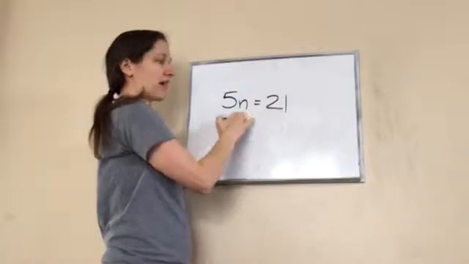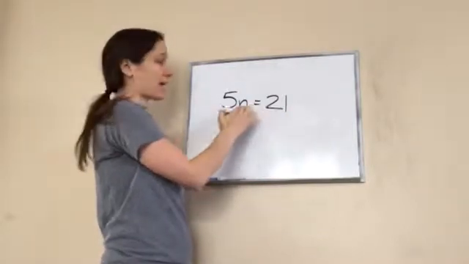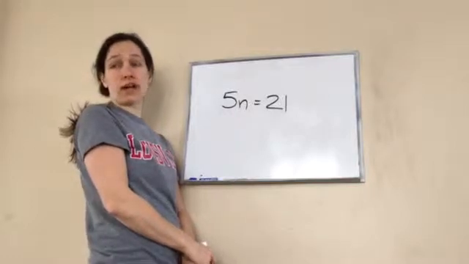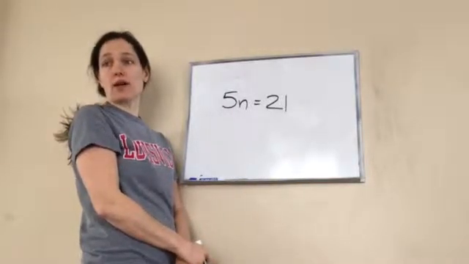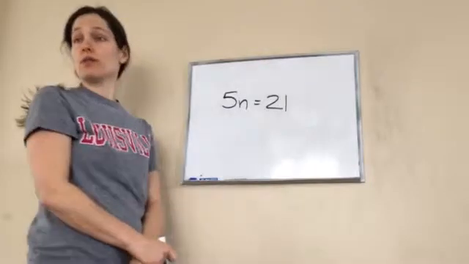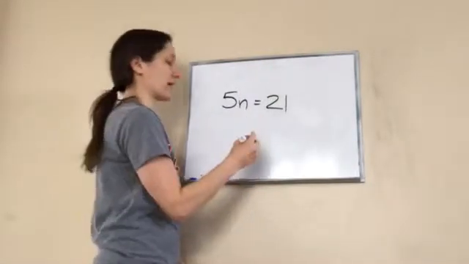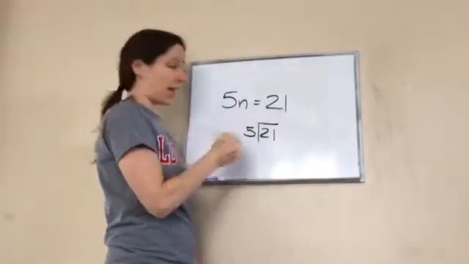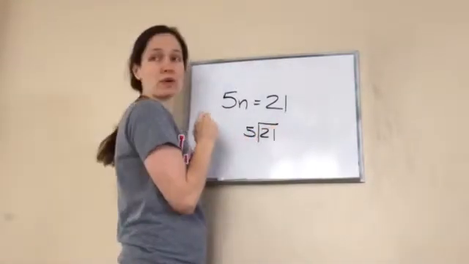And if it said 5 times what equals 20, how would I get my n? You would just do 5 times 4. Right, you know that 5 times 4 equals 20, right? But remember what I told you? You divide. So let's do that. 21 divided by 5. How many times will 5 go into 21 without going over?